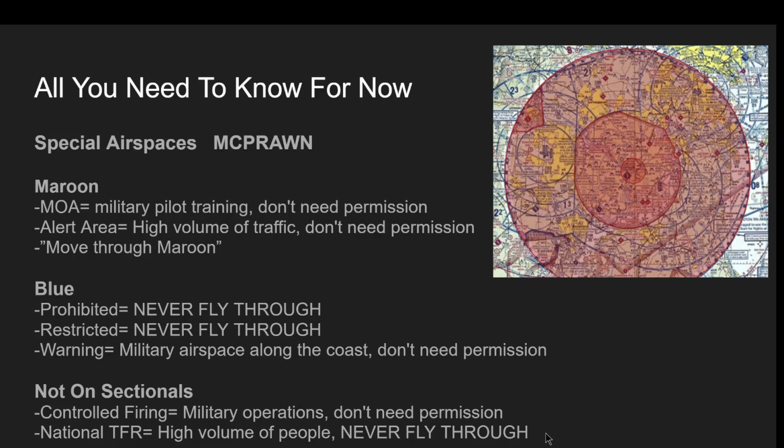A national TFR is a national temporary flight restriction. It's a high volume of people, never fly through. You're gonna see this with concerts, big ball games, the president visiting a place. They will put a TFR on there, and they can't have it on sectionals because these things pop up and go all the time, right? So they're not permanent. Just don't ever fly through them when they are up. So that's a temporary flight restriction.